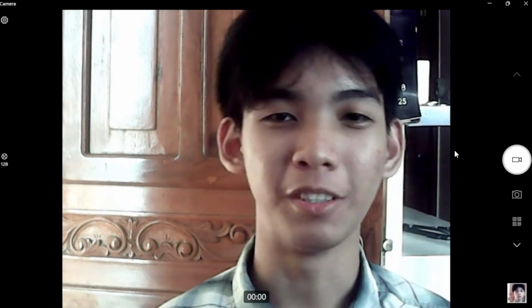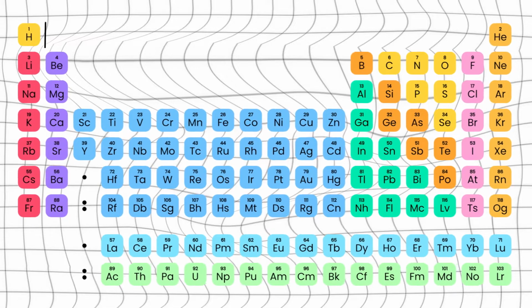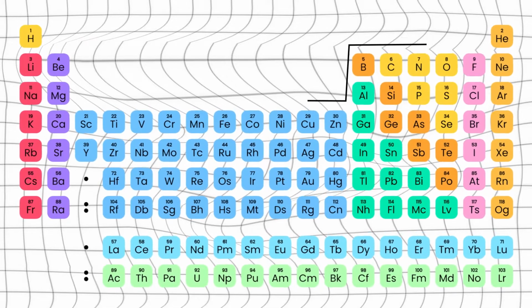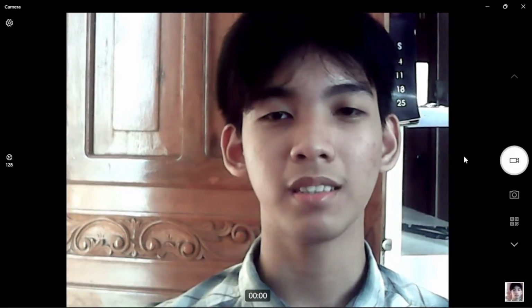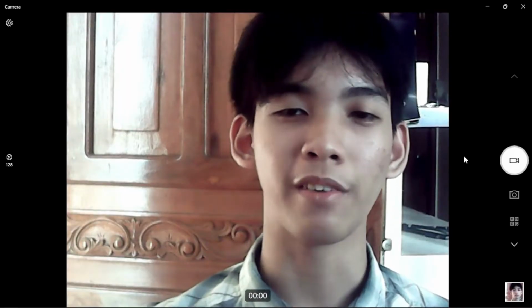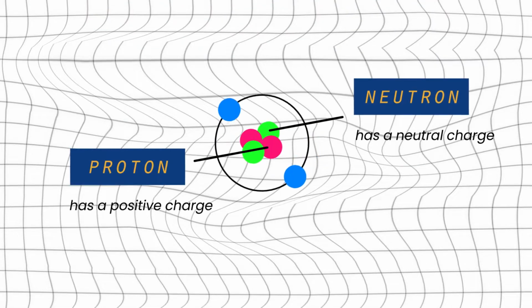Let's look at the modern periodic table. We all know that the periodic table is composed of periods and groups, but why is the periodic table arranged this way? For us to understand this, we should first look at the building block of every element, an atom. An atom is made up of a neutron, proton, and electron.